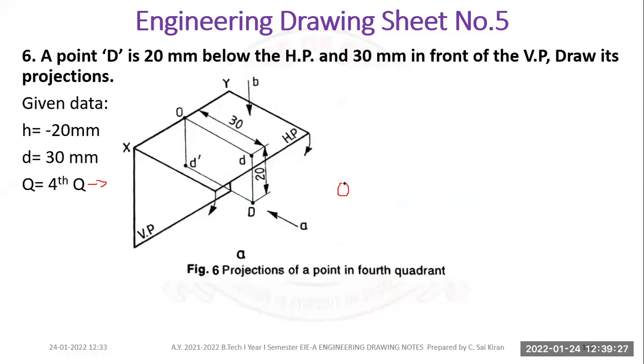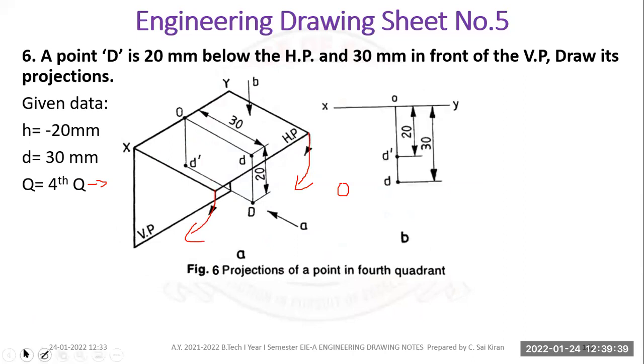So it will be like this, and the observer will be here. In order to see both the views, you rotate this in the clockwise direction in the HP, and we will be seeing it. First you have to draw the XY line. Since H is not 0 and D is not 0, you have to write the center O.